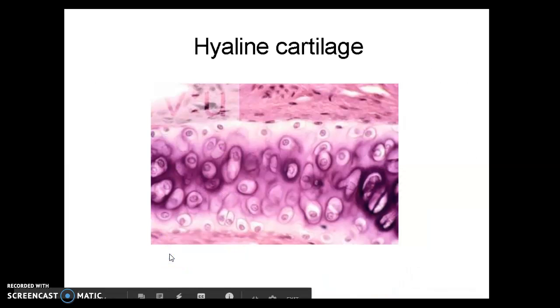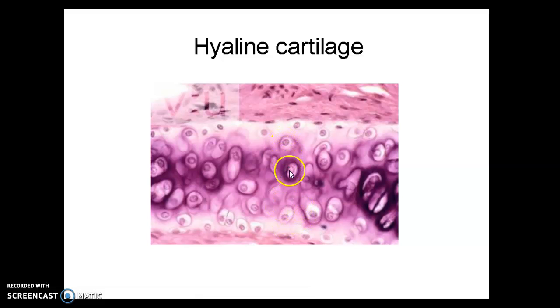This is what it looks like under the microscope. Here we can see the lacuna and the chondrocytes inside the lacuna.